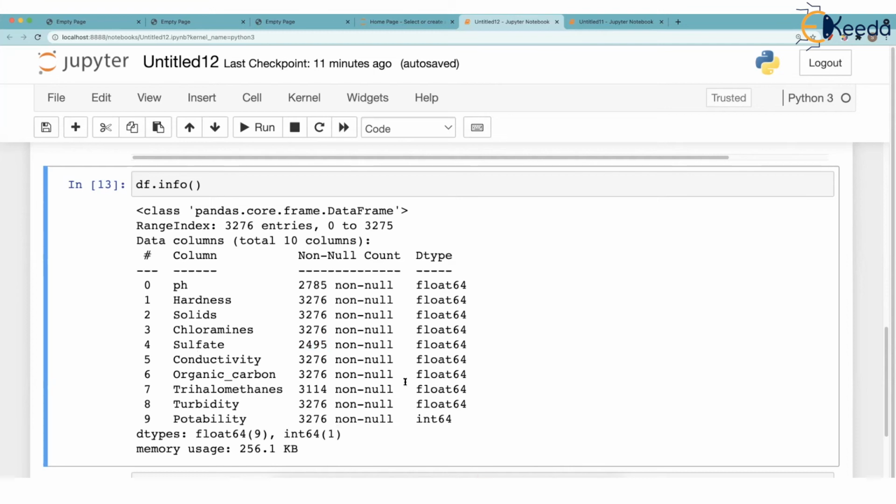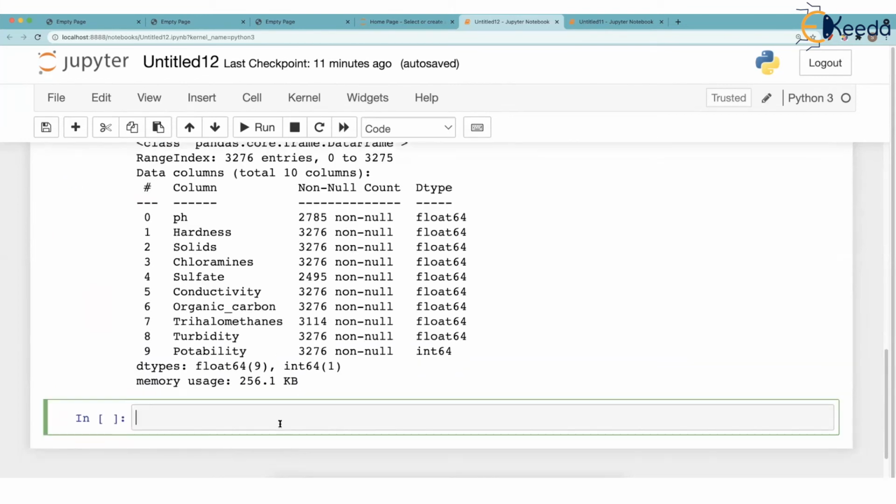You can also see the last column, potability, is of type int. Obviously, because potability has either 0 or 1, so it is int type. But all other columns are float type. And the memory required is around 256 KB. 256 KB is not a small amount. It's a large file. Please try to understand.